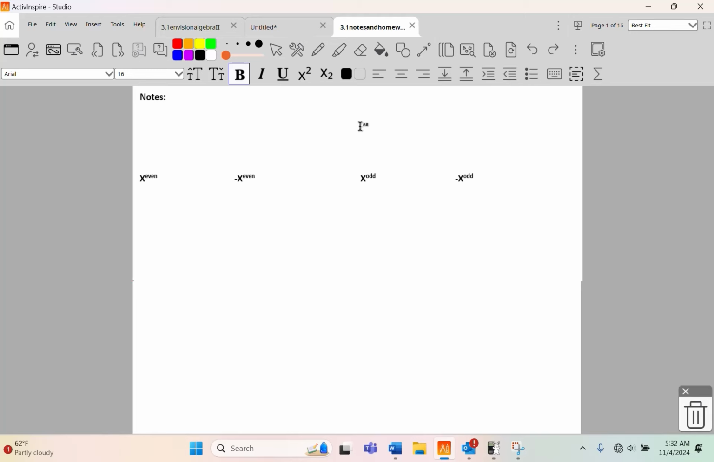All right, so today's notes and homework. So first off, the question is, what is a polynomial? Because that's what this section is. If we look at the basis of this word, we have the word poly, which means many, and you don't see it, but you have monomial.